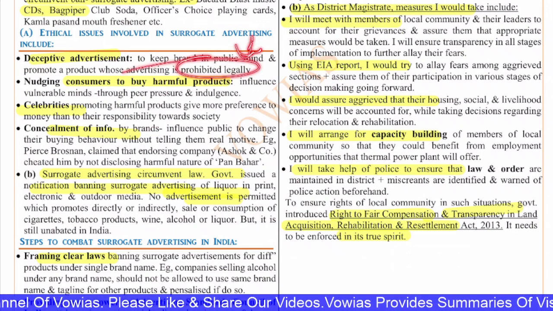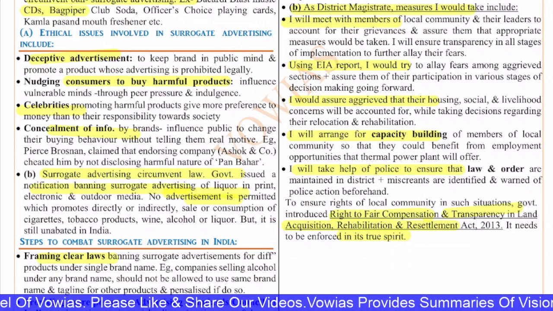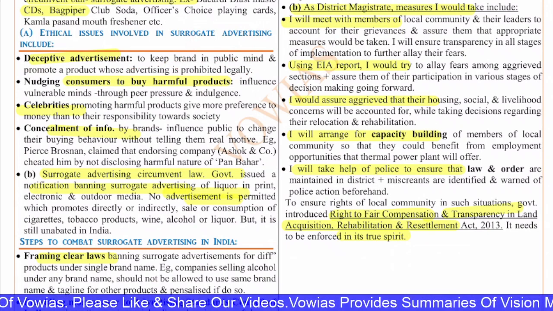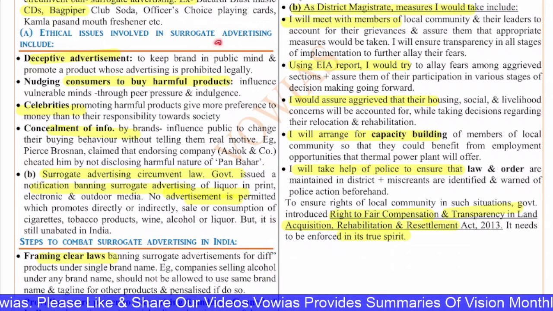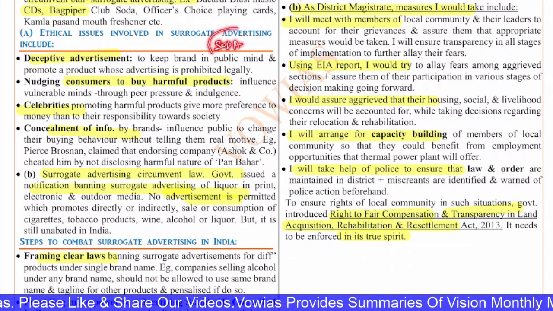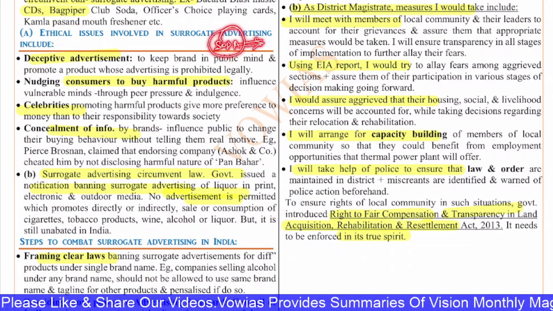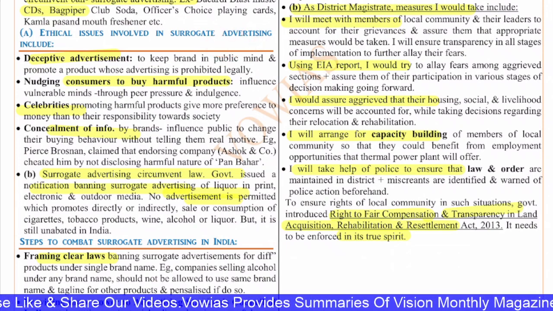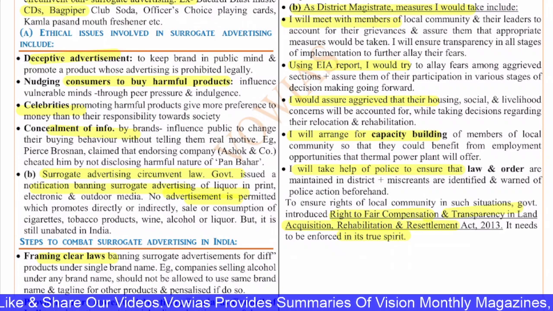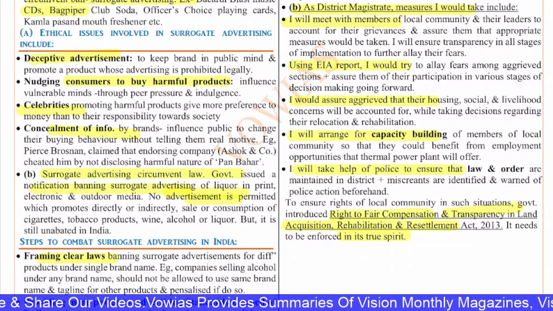Generally, even Kingfisher will not market their alcohol. They will market their soda, the soda that they are selling. This is basically to keep the brand in the minds of the people, so that when they go to the shop, it has an impact and they directly go and purchase their brand.